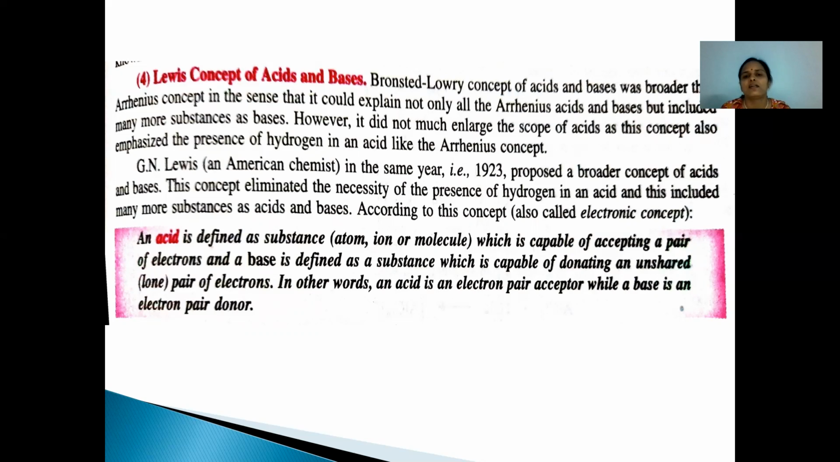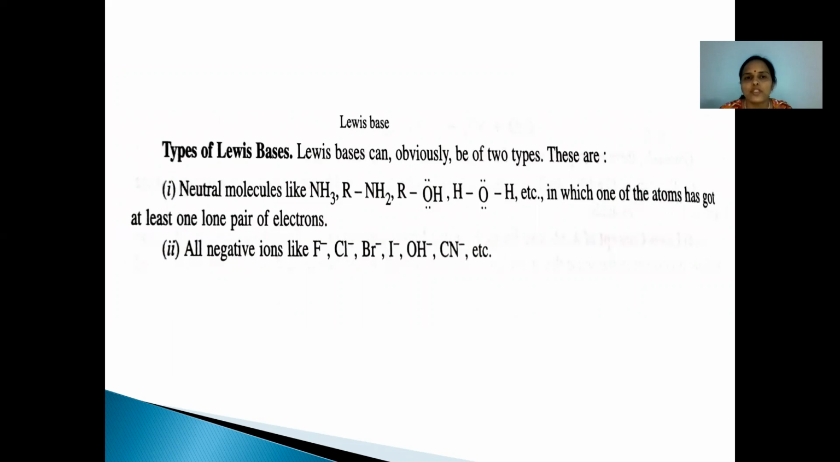Lewis acids are electron pair acceptors, while a base is an electron pair donor. Now, types of Lewis bases. They are of two types. One is neutral molecules like NH3, RNH2, ROH, H2O, etc., in which one of the atoms has got at least one lone pair of electrons. And the second type is all negative ions like F minus, Cl minus, Br minus, I minus, OH minus, CN minus, etc., which will act as your Lewis base.